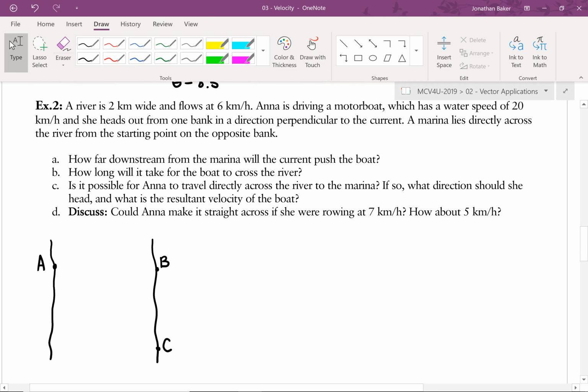So what else do we know? Well, we know that the river is 2 kilometers wide. So let's actually connect that with a line like this, and we'll say this is 2. Now, what we were told is that we're going to end up downstream somewhere, and so our actual resultant, or kind of like our ground speed, or our displacement, really, is going to be something like this. And that is due to the water, which is pushing us downstream.